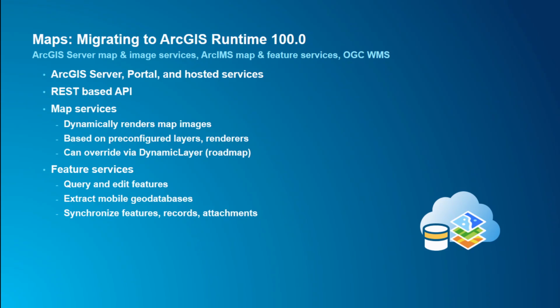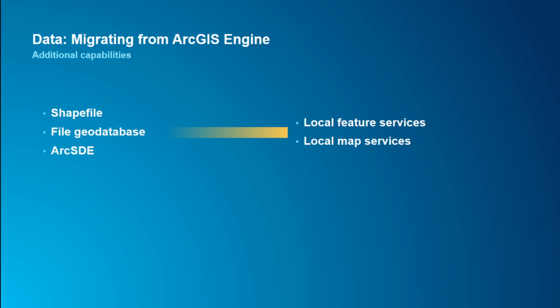Feature services expose the feature, the vector data, so support display, query, and edit of features, allow you to extract a mobile geodatabase from that service, but also synchronize features, records, and attachments as well. So the promoted workflows I've just talked about, there are additional capabilities in local feature services and local map services.